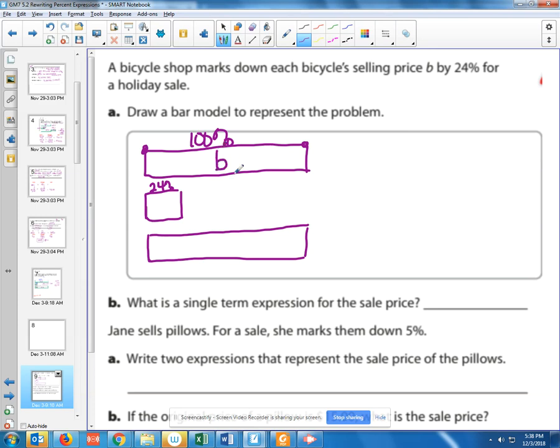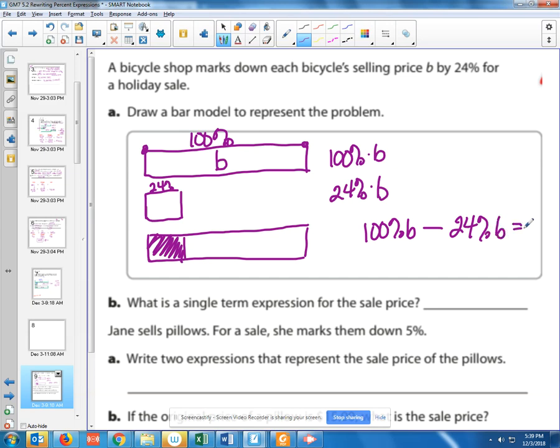I don't know what the price is here. I just know that the full selling price is 100%. 24%, to figure out that amount, you'd have to take 24% times whatever the price was. In this case, I'm going to leave it as the variable B. Underneath here now, color this in. This is what you're going to subtract away from here. So we're taking 100% of B and subtracting 24% of B. And that'll tell me what's left here for your sale price.